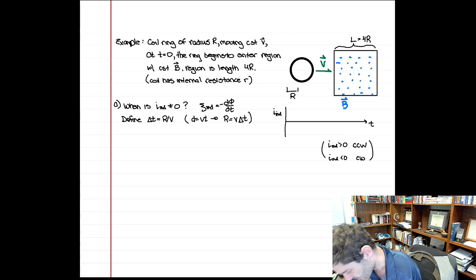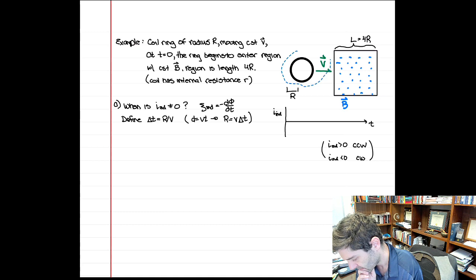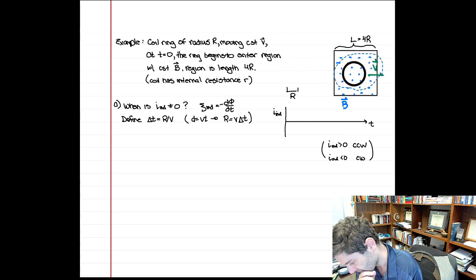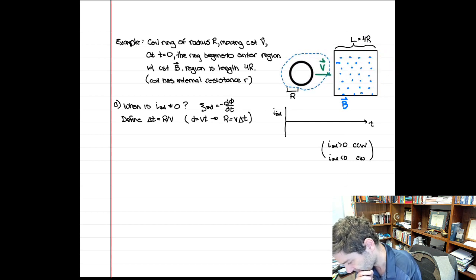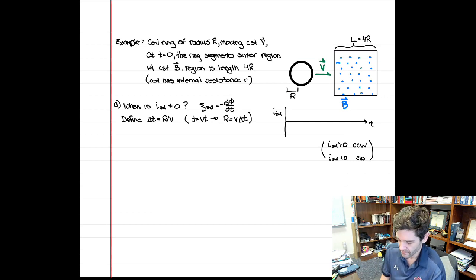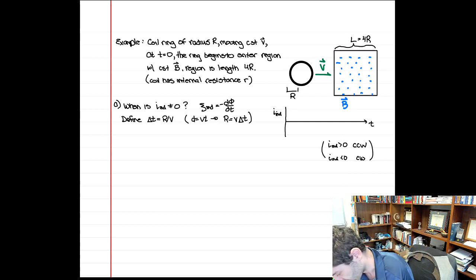And let's break it up into how much time it takes. If it starts here at t equals 0, then this is delta t, this is 2 delta t, then 3 delta t, 4 delta t, 5 delta t, 6 delta t. So it looks like it takes 6 of these delta t's to get through. That makes sense, right? The region is essentially 2 diameters worth.